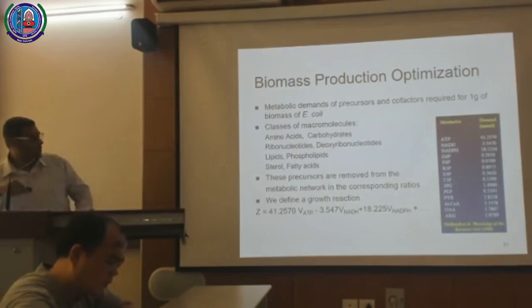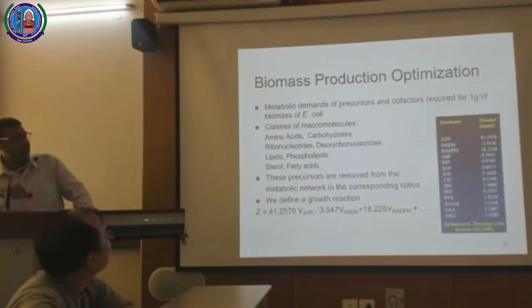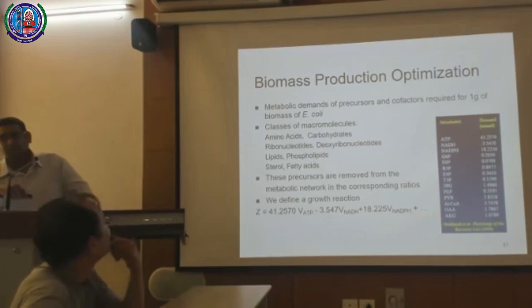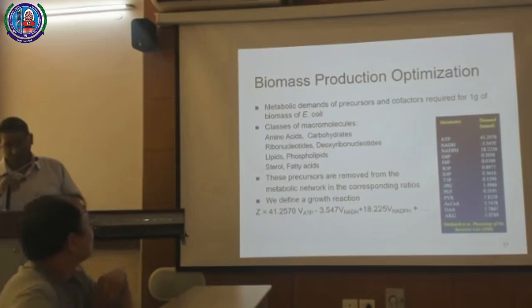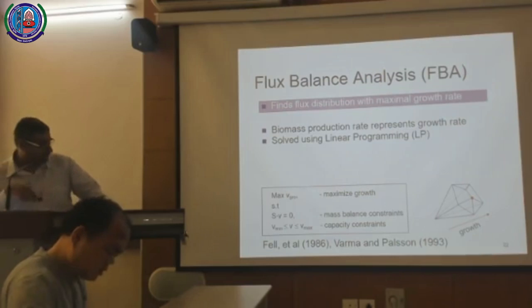These precursors are removed from the metabolic network in the corresponding residues. So the growth is defined like this. If any precursor is there, you have to think that if any metabolic network study has to be done, there is the enzymatic behavior, enzymatic recovery, then precursors, coenzymes, isoenzymes, so many things. Then FBA. I will just explain a few things about FBA.